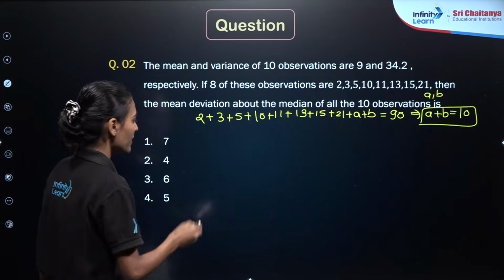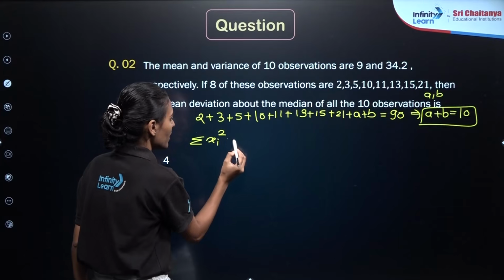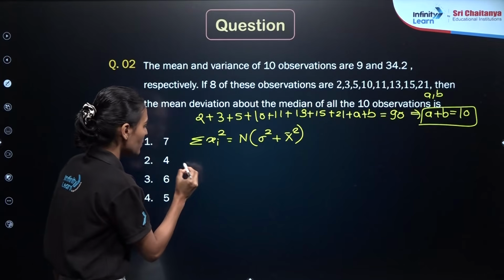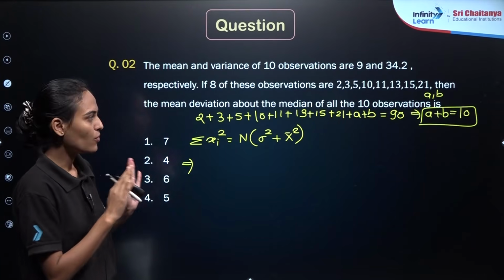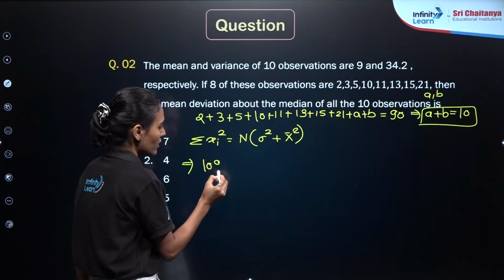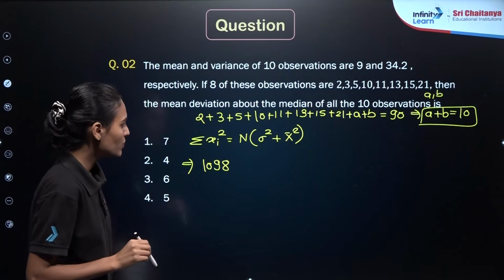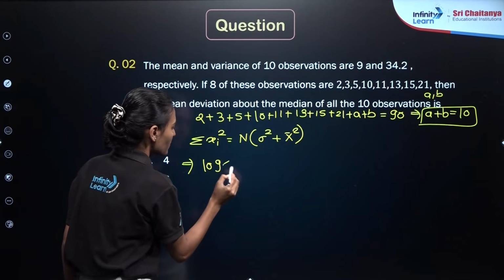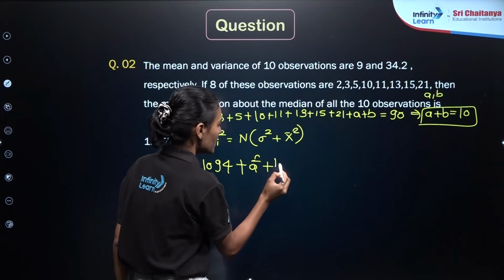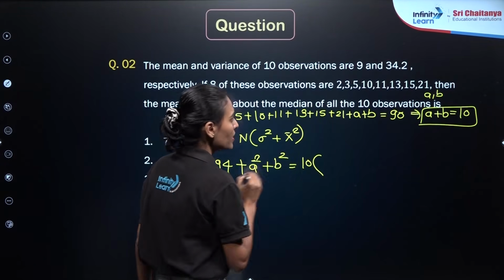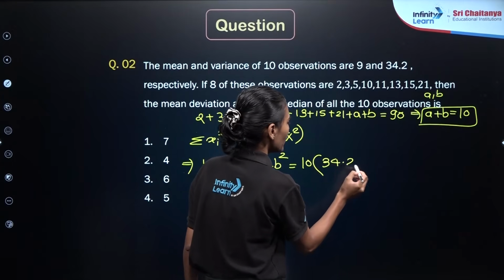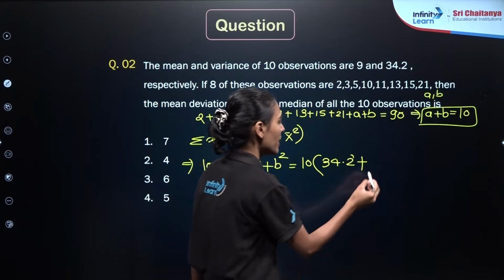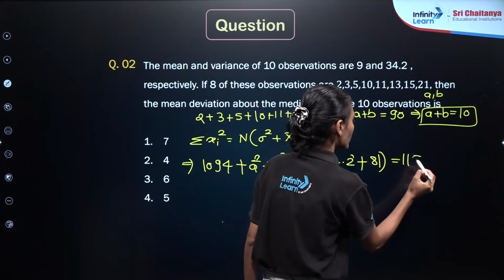Then by variance, what you will get? Variance means summation xi square equals to n into the bracket sigma square plus x bar square. So from here you will get, if you do square sum of all of them, all the 8 observations they have given, you will get answer to be 1094 plus a square plus b square equals to 10 into, they have given variance as what? 34.2 plus x bar means mean, which is nothing but what? They have given it as 9. So 9 square 81, and this is nothing but students 1152.